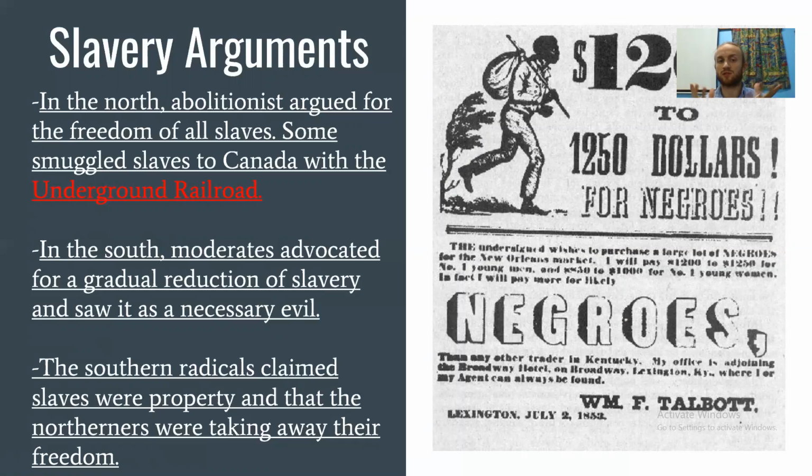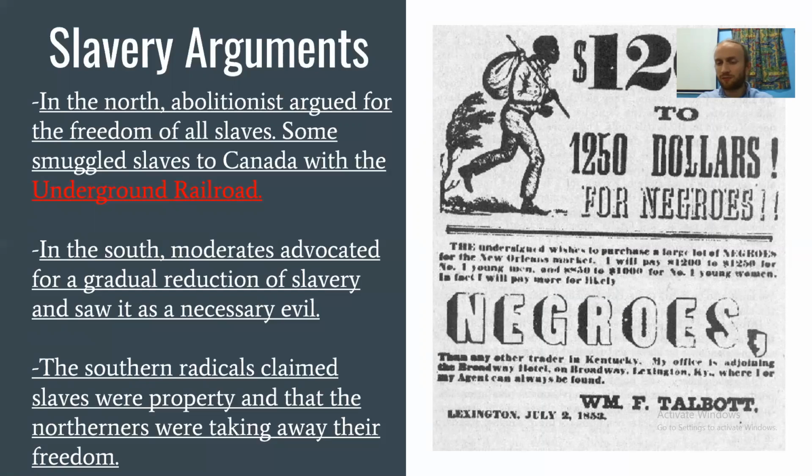And obviously there weren't actual trains in the Underground Railroad. It was just a system where they'd be like, hey, at night you're going from this house to this house to this house to this house. So it's like a community that made this link and chain of how to get slaves to Canada. In the South, some moderates were like, hey, let's gradually try to reduce slavery. Maybe the government can pay some. Maybe we can ship some of them to Africa. A bunch of different ideas, but a lot of times these moderates saw it as a necessary evil. But then the Southern radicals really just wanted it to be over. They saw the slaves as property, and the Northerners were taking away their freedom.